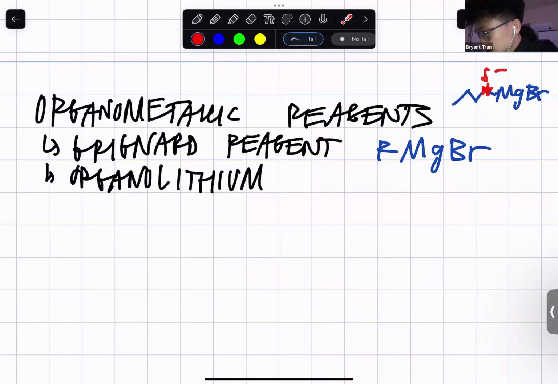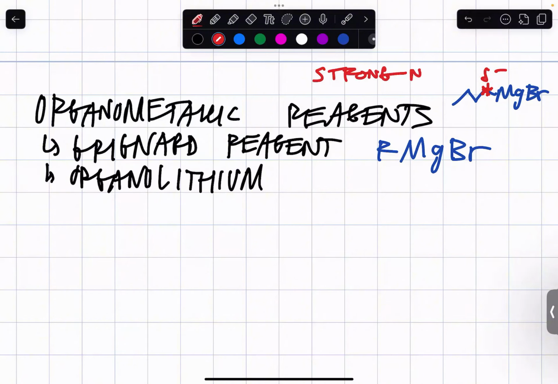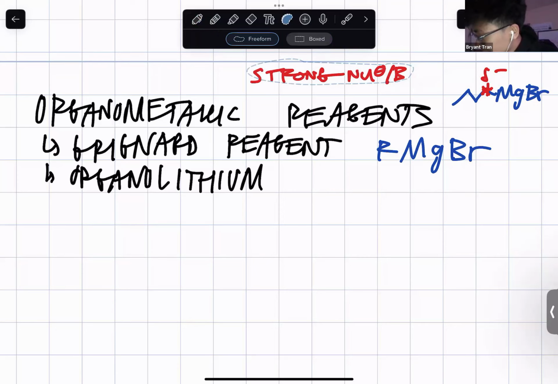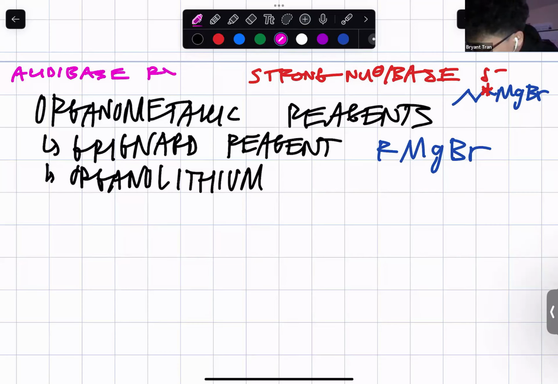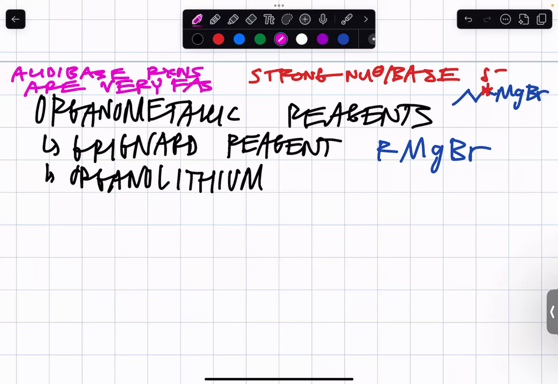That is my nucleophile or base, right? It could act as a nucleophile or base. Let me just write that down because that's very important. Strong nucleophile or base. If it has a chance to act as a base, it's going to act as a base first over a nucleophile, because acid base reactions are very fast, right? They're one of the fastest reactions that you can have.